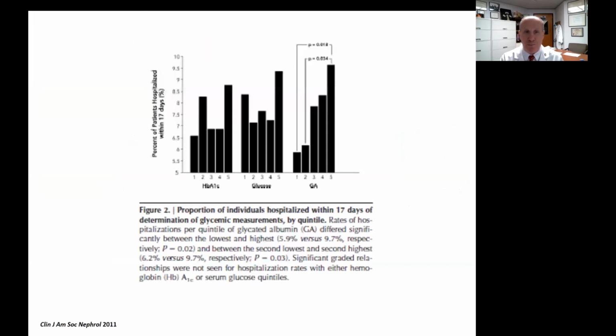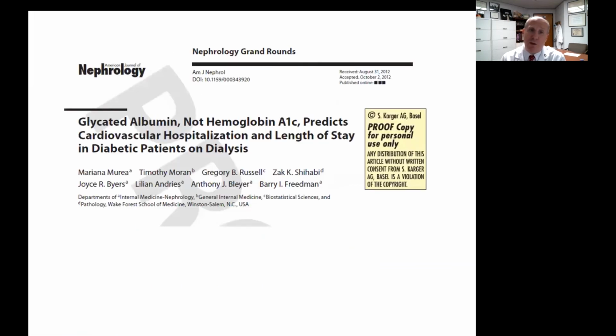Hemoglobin A1C was not. We looked at proportion of individuals who were hospitalized in this prospective study over 2 3/4 years. And in the quintiles of A1C from lowest to highest, you see there's no consistent relationship. These were glucose values, again, really not a great relationship. In the glycated albumin, hospitalizations over the next 17 days from a reading beautifully correlated in stepwise fashion with rising glycated albumin from lowest quintile to highest quintile. So glycated albumin in dialysis actually predicted hospitalization.